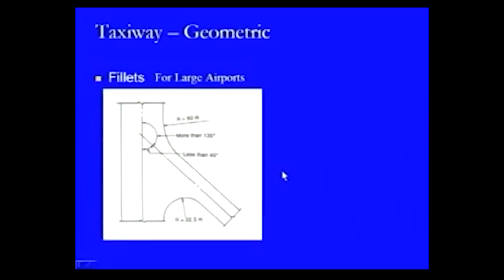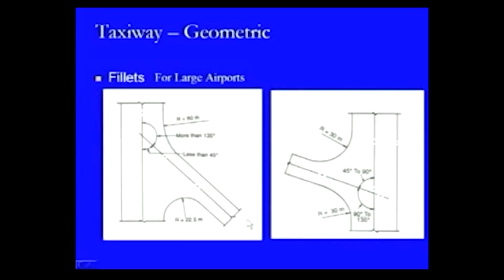In the case of large airports, for angles above 135 degrees, the R remains 60 meters. If it is less than 45 degrees, then it becomes 22.5 meters. This is another diagram, as we have seen for the smaller airports also. For 45 to 90 degrees, the radius is 30 meters as shown here, and similarly for 90 to 135 degrees, the radius again remains 30 meters. So, these are the typical diagrams or typical connectivities which can be provided.